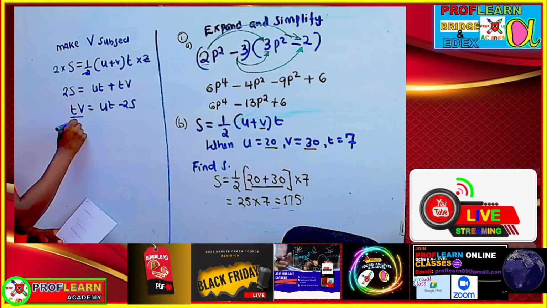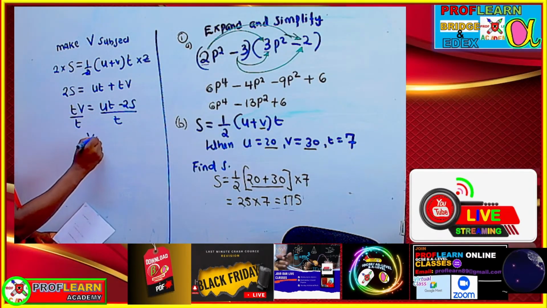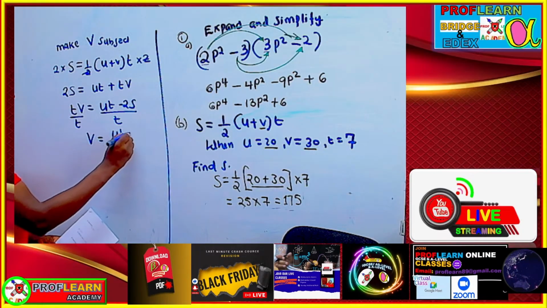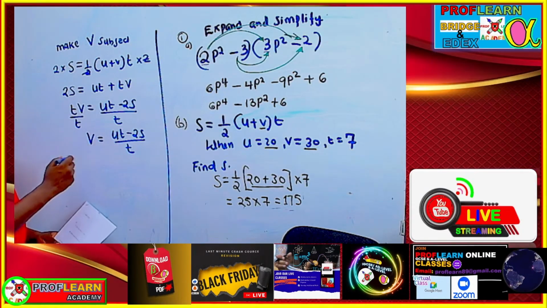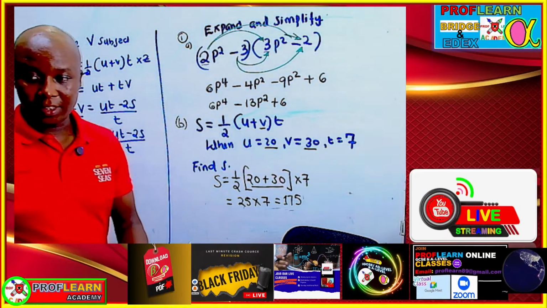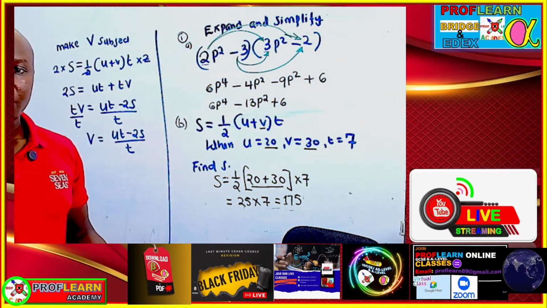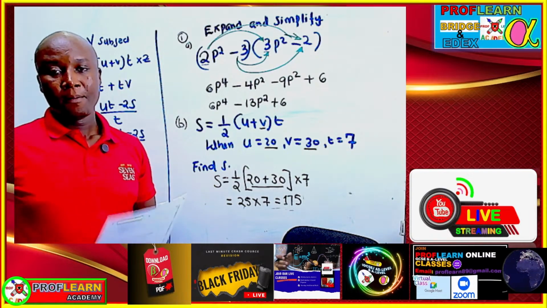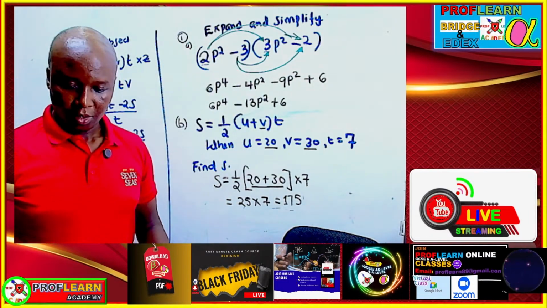Then we divide by t on both sides, and our v is going to be 2s minus ut divided by t. And now we have made v the subject. So you are going to see questions whereby you are expected to make something the subject of the formula, and that is exactly what you are supposed to do.